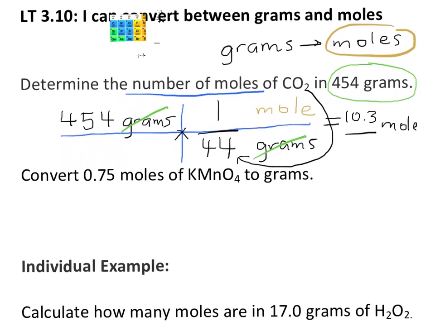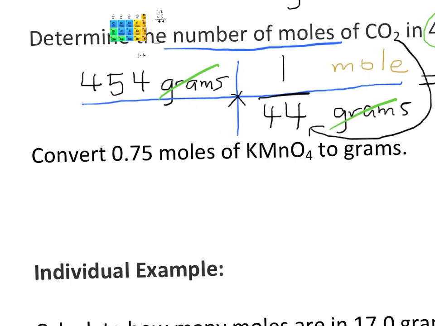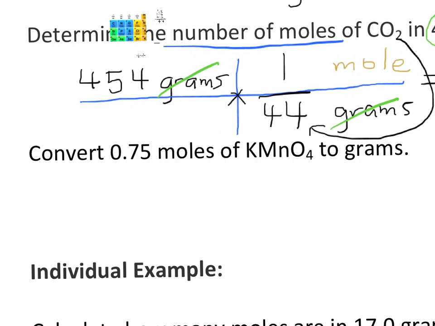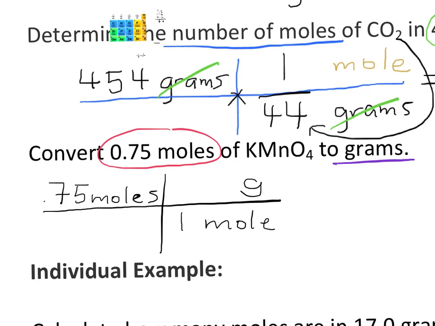In the second example, we're going to be converting from moles to grams, but the process is very similar. So we want to identify our known value, which in this case is 0.75 moles, and we also want to identify our unknown value, which is grams. So we start with our known value, which is 0.75 moles, and then we're going to multiply by our molar mass. So if we have 1 mole of KMnO4, we need to figure out how many grams there are in 1 mole.